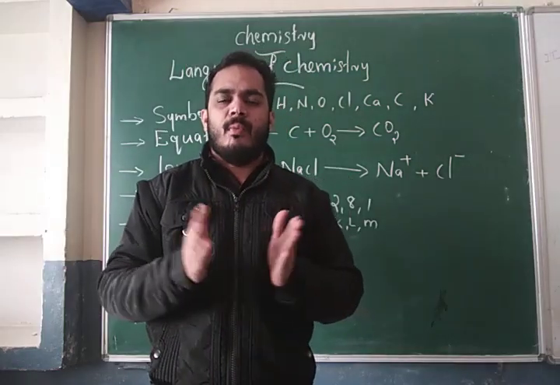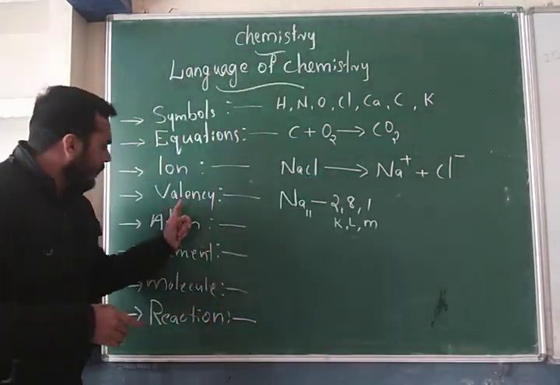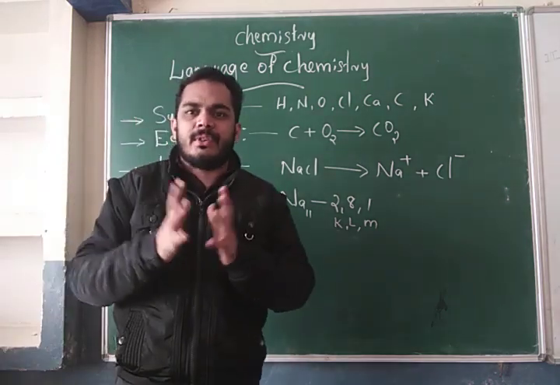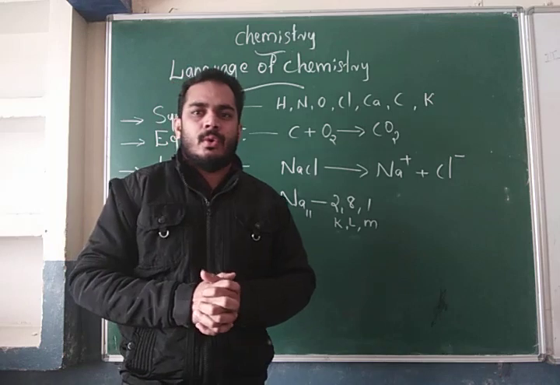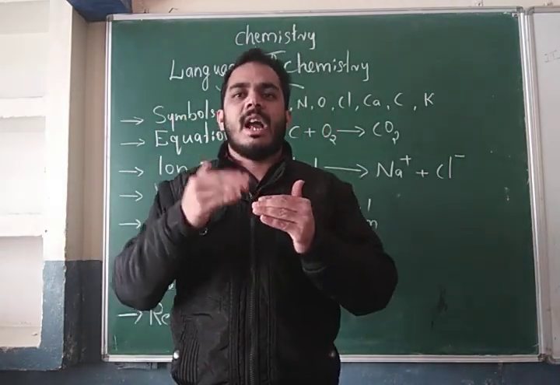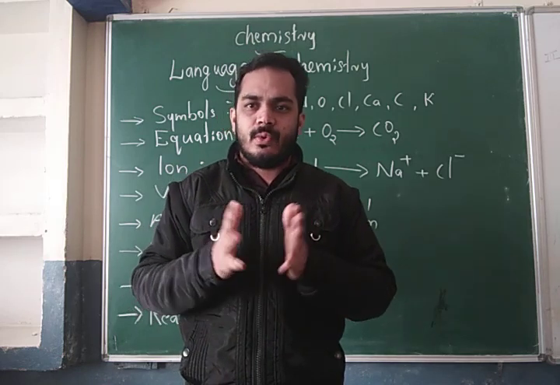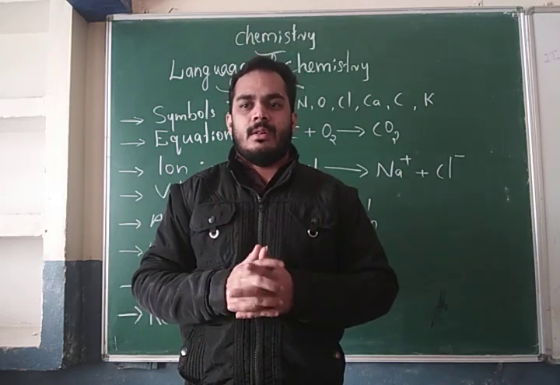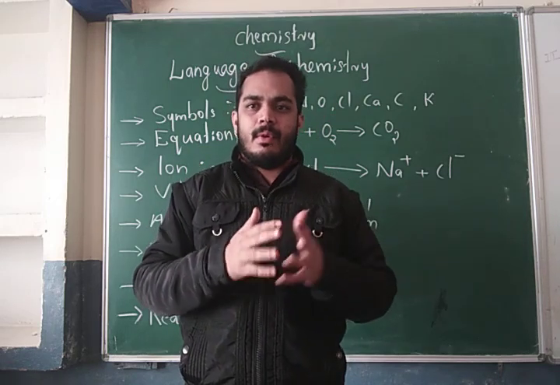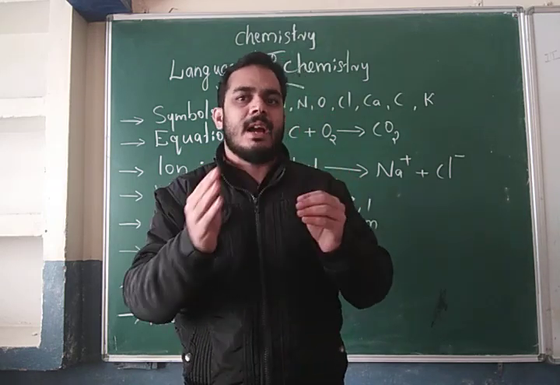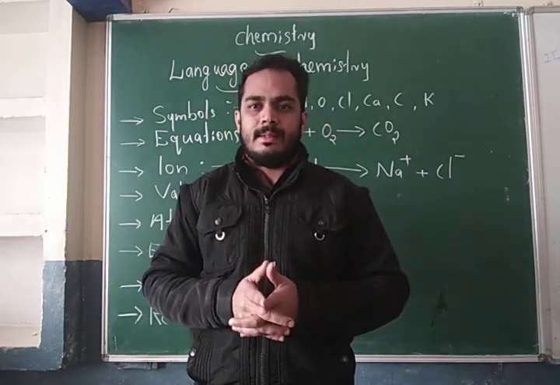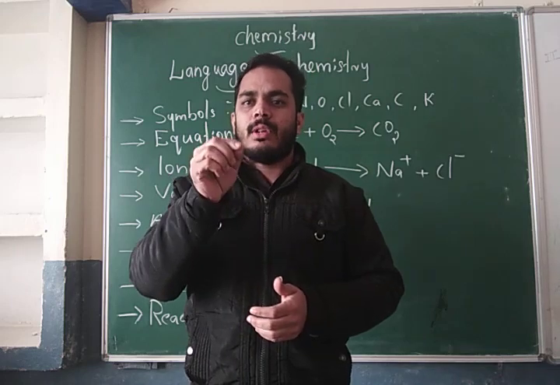And next one, valency. What is meant by valency? It's the combining capacity of an element. Some elements differ in their chemical reactive nature. Some elements react very rapidly, and some elements react very slowly with other elements. That is according to their valency. So I will tell you about valency.